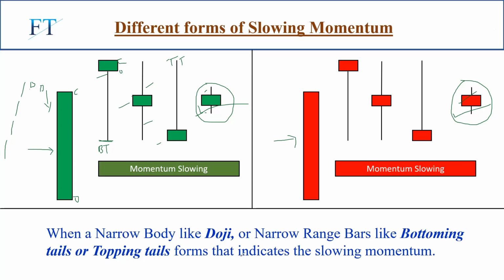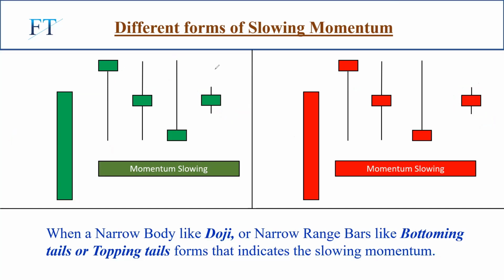So as it says, when a narrow body like a doji, which is what it is talking about here, or narrow range bars like bottoming tails or topping tails form, they indicate slowing momentum. All these candles in themselves tell us that the momentum is slowing. However, they have different interpretations based on the location where they are forming, right? So let's just clean this up and move on to the next slide here.